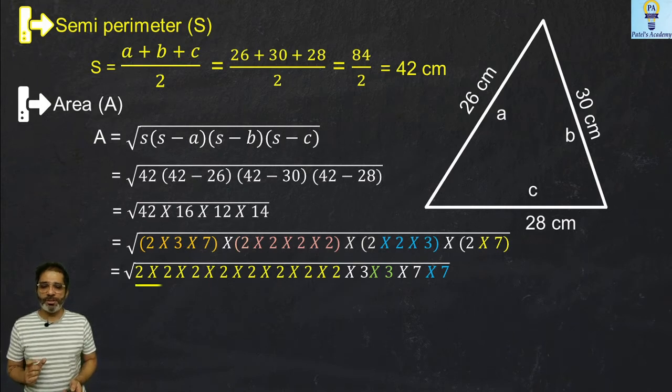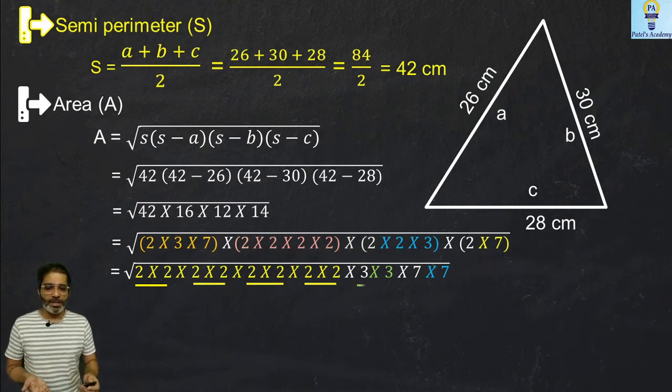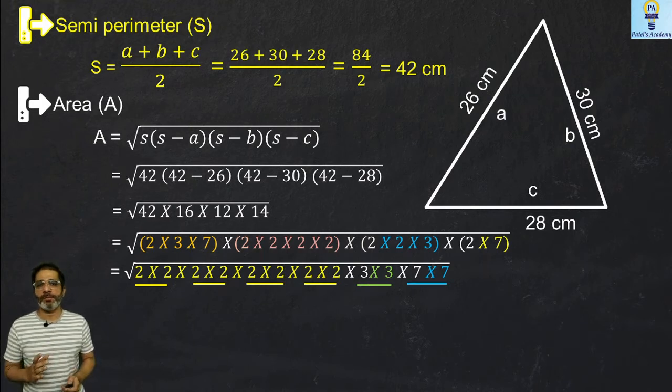Now see the next step. See the numbers I am underlining. Now what I see is there are total 8 2's. You can count that in the previous step, and I'm able to make 4 groups. In each group there are 2 numbers because we are finding square root. Then we have one group of 3 and one group of 7. This is how we find square root.